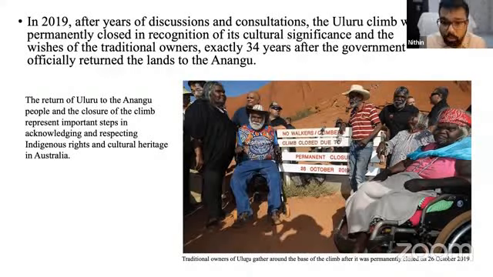So now if you go to Australia and want to see Uluru, you can only stay, I think, a few kilometers away and watch it from a distance. You're not allowed to even go near it. That is a huge shift and change, which is progress towards the acceptance and recognition of Aboriginals in Australia.